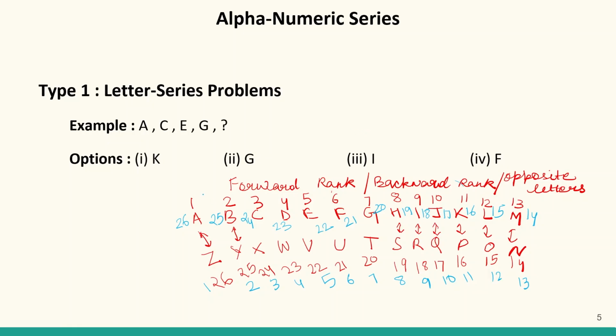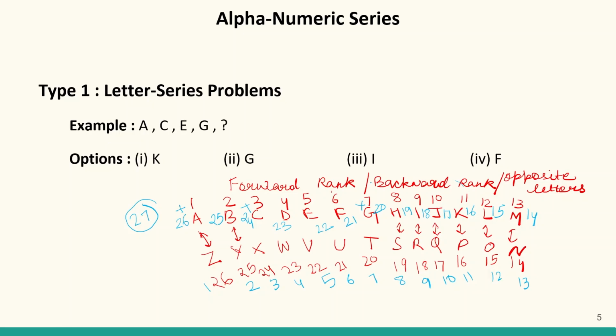Now, one thing you can always check is that if we add the forward rank and the backward rank of any alphabet, it will always be equal to 27. Why? A is 1 plus 26 equals 27. Let's check for G: 7 plus 20, 27. So the forward rank and the backward rank when added together will always be equal to 27. This comes in handy while answering questions.